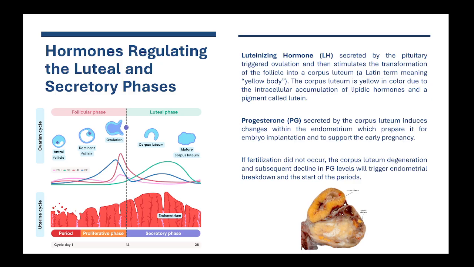And as we said, if fertilization does not occur, that corpus luteum eventually degenerates, which will lead to a decline in progesterone and trigger the breakdown of the endometrium and the start of the periods.